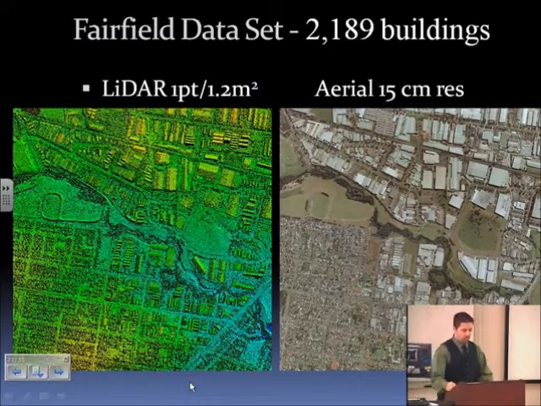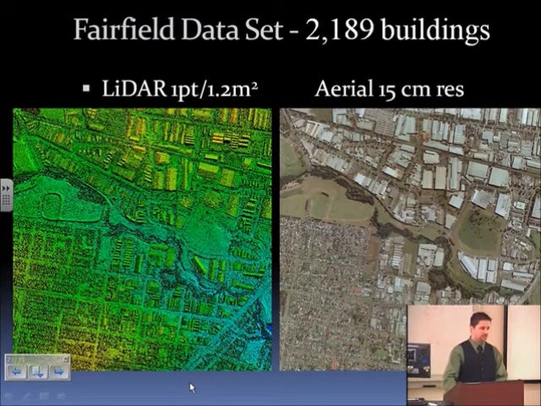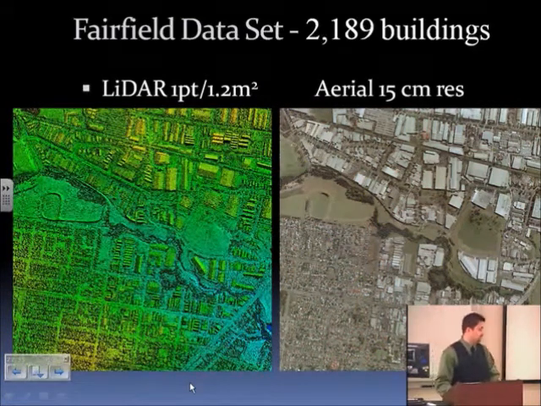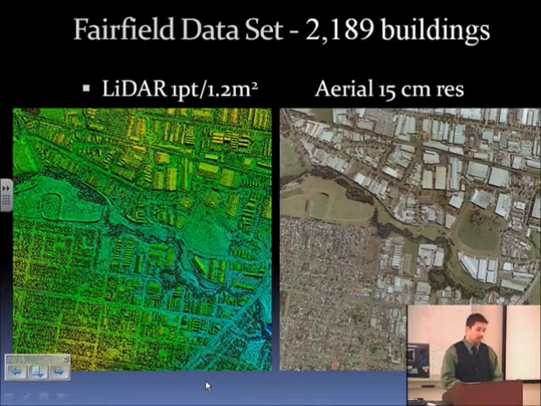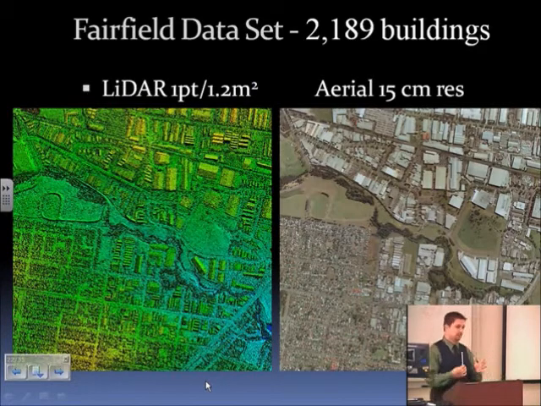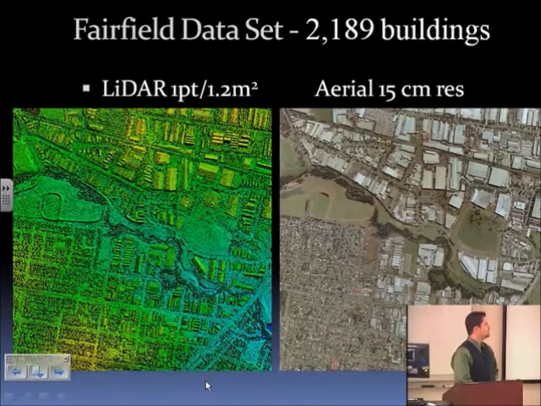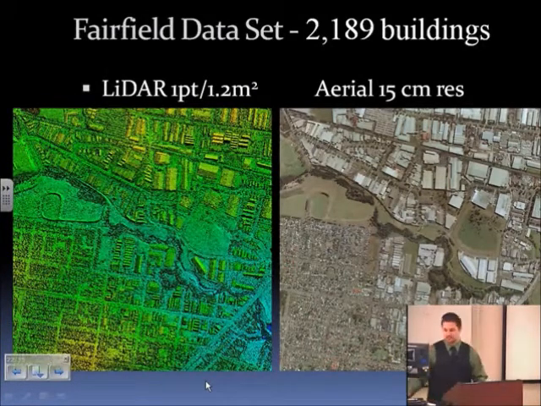This was the work that I did for my dissertation. I was able to get a hold of 2 data sets. One was the Fairfield data set containing about 2,200 buildings, and the other I'll mention in just a moment. On the left, you have the LiDAR data, which has approximately 1 point per 1.2 meters squared point density. But again, that's irregular because the data is irregularly distributed. And in the aerial imagery, we had a 15 centimeter resolution, or 1 pixel per 15 centimeters.